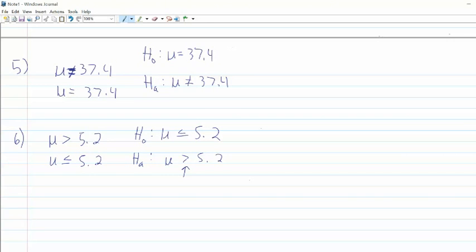So this greater than tells us to use that table that's going to give us a critical value of what? Well, it depends on the significance level. So the significance level is at 0.01.